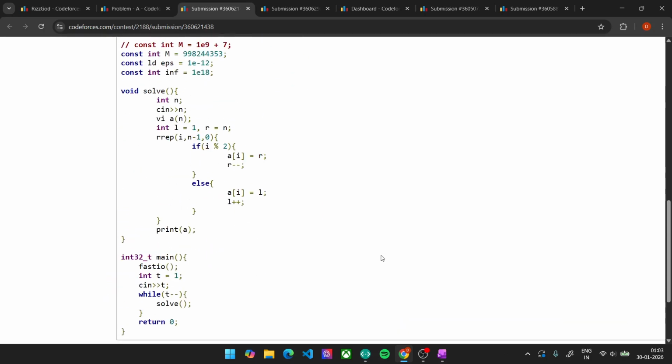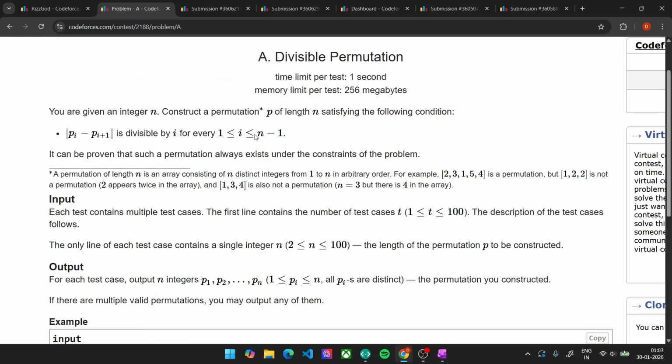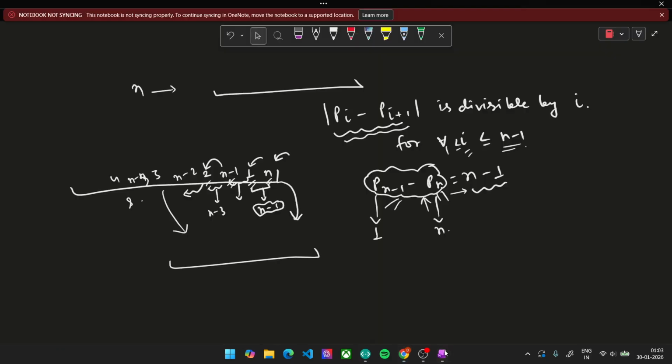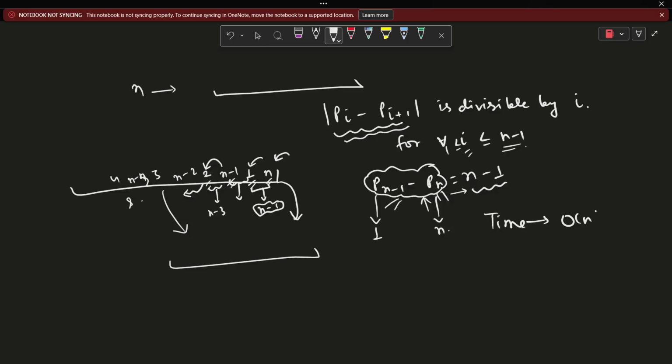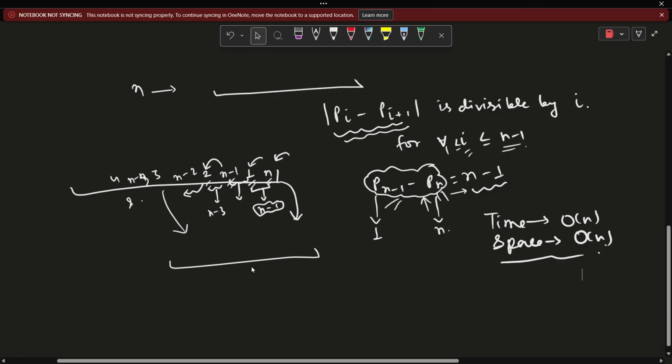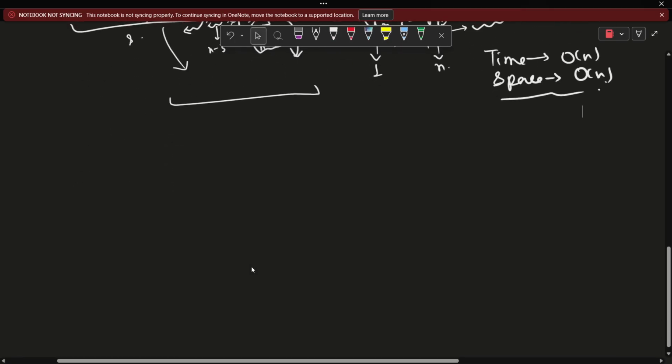That's all for the first question. The overall time complexity is just big O of n, and the space complexity is also just big O of n. Let's move into the next question.